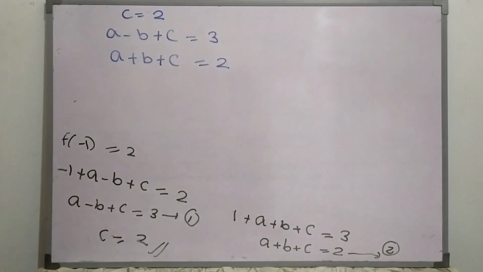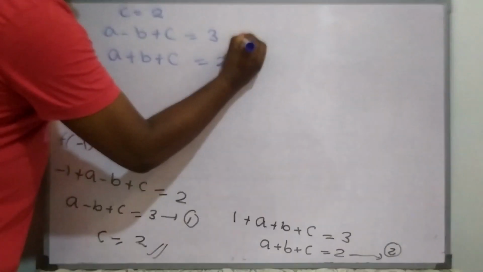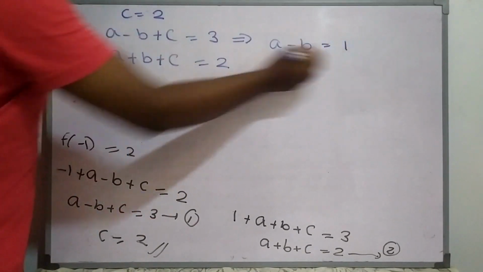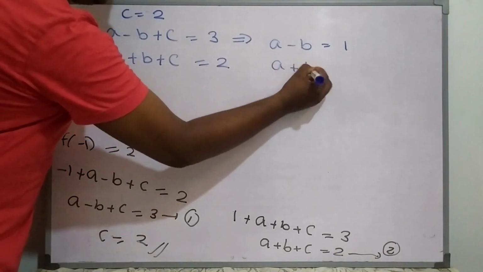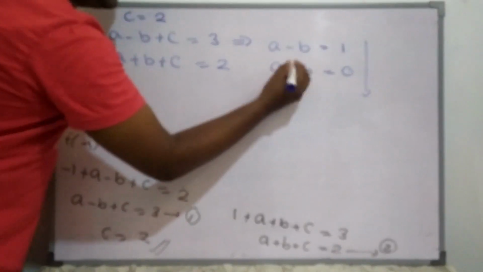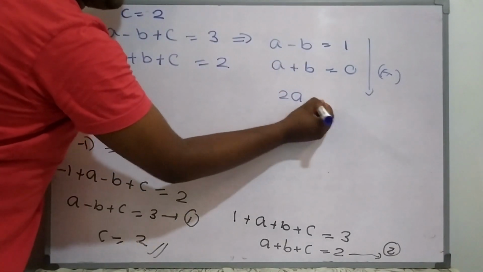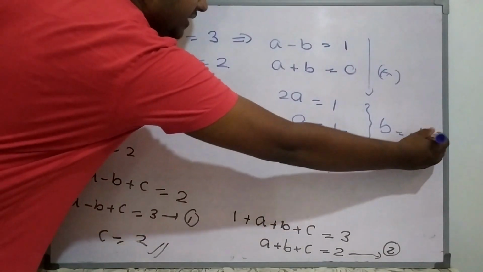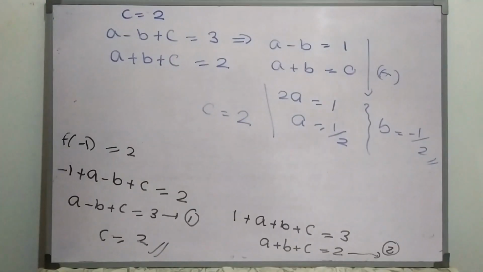Okay, these are the things that we have right now, and I'm just putting 2, then a minus b becomes 1, and also putting 2, then a plus b becomes 0, right? I'm just adding these two formulas, so it's 2a equal to 1, a equal half, and the b becomes minus half. So c also we found as 2.